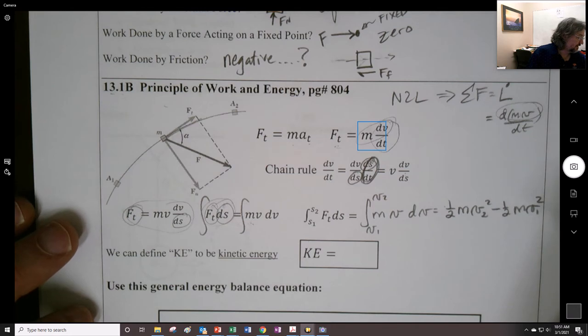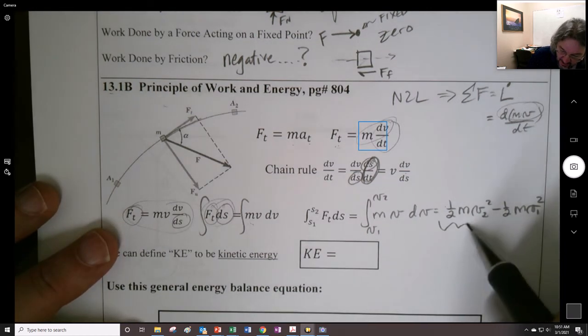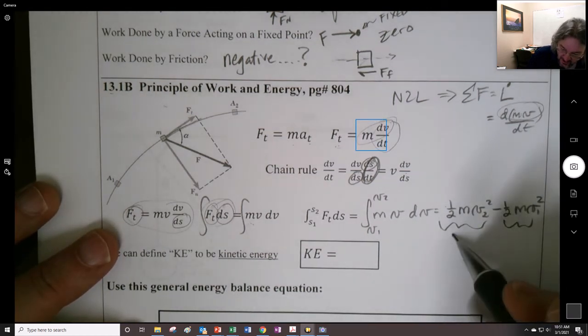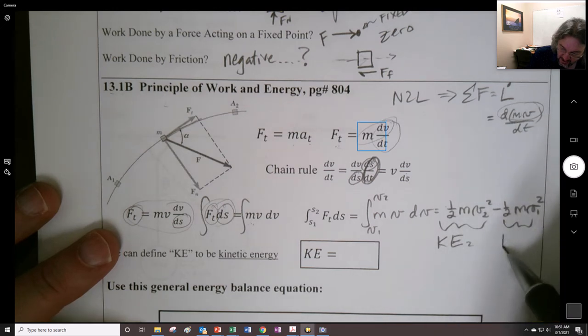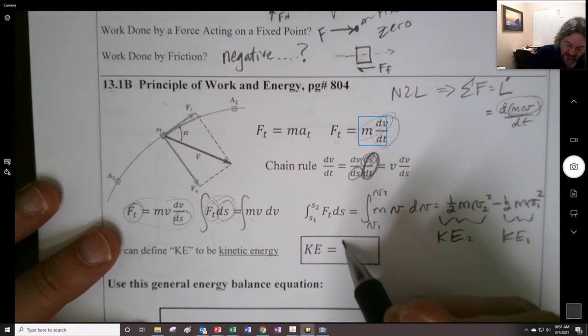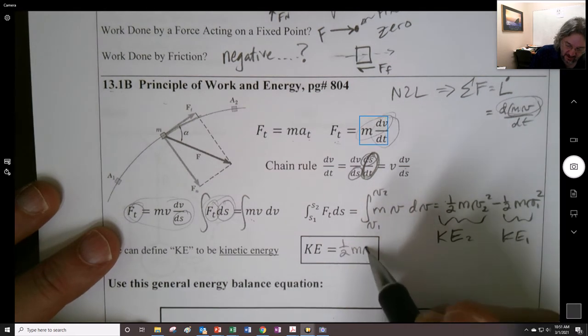And I keep writing it the wrong way for some reason. I don't quite understand why I keep writing it onto here. But anyway, we can declare what this is right here as kinetic energy 2 and kinetic energy 1. So we define kinetic energy as 1/2 mv squared.